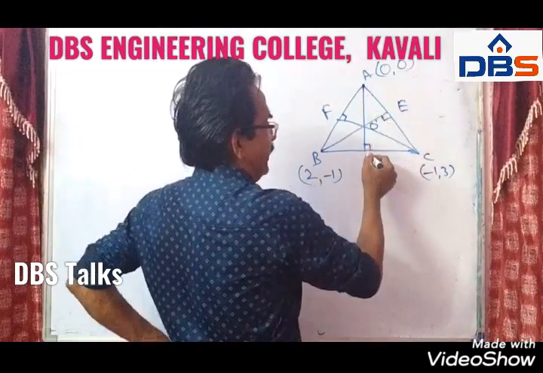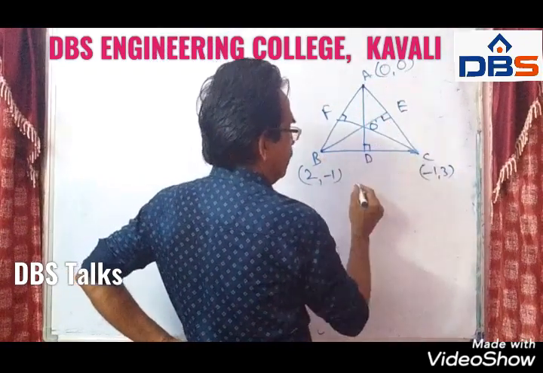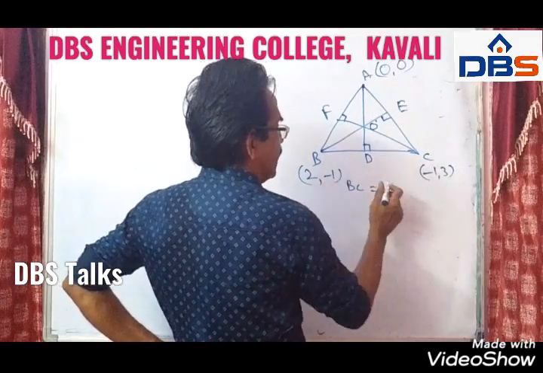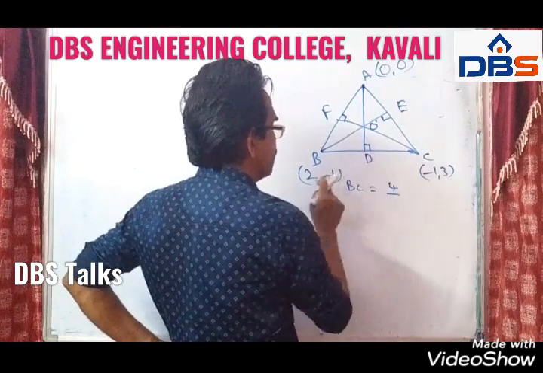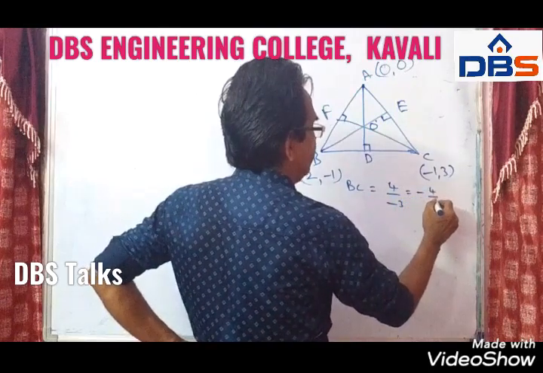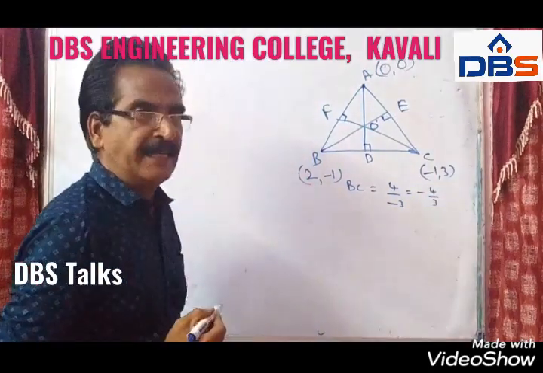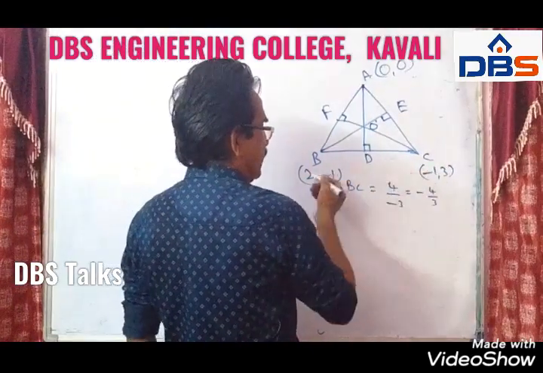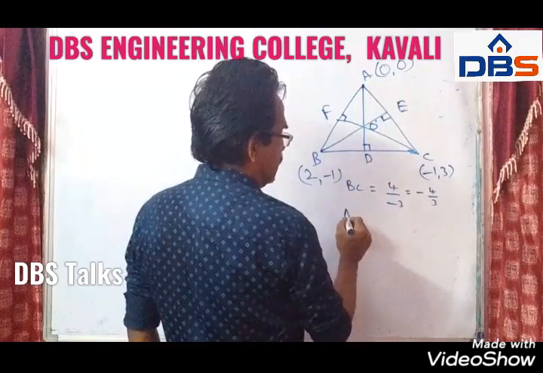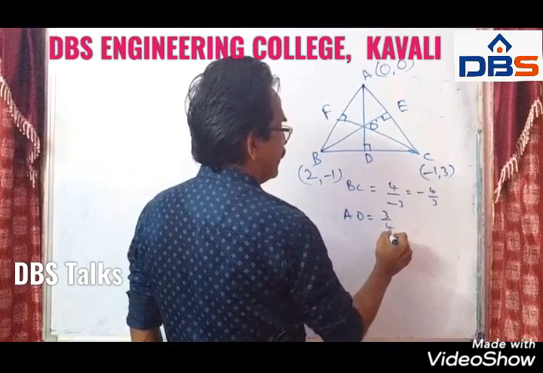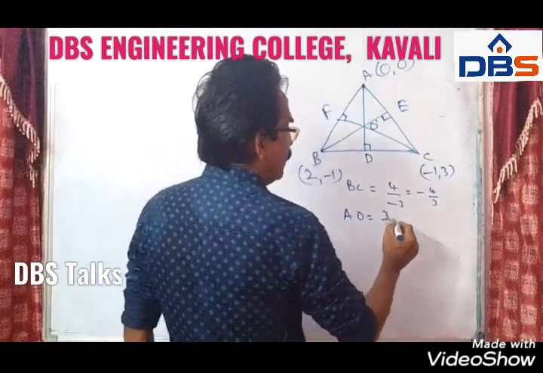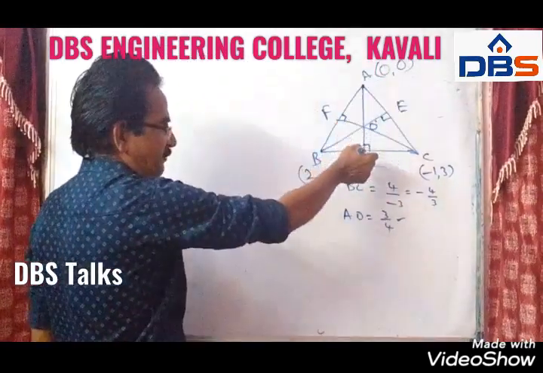So this line AD is perpendicular to BC. What is the BC slope? BC slope is (3 minus of minus 1) by (minus 1 minus 2), 4 by minus 3. BC slope is minus 4 by 3, friends, y2 minus y1 by x2 minus x1. AD is perpendicular to BC. So AD slope we can find, 3 by 4. Reverse and change the sign. So we got the AD slope. Now we can find the equation of AD.